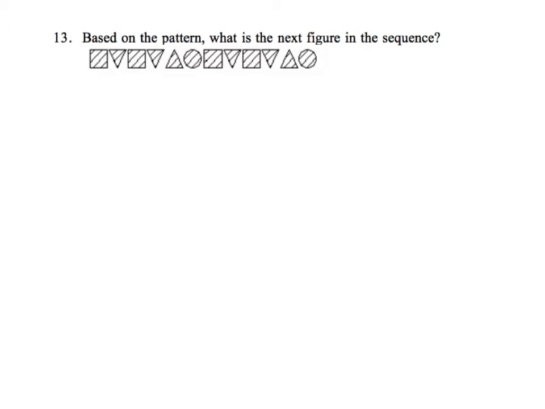All right, number 13 says, based on the pattern, what is the next figure in the sequence? So for my first thing I notice, it goes square, triangle, square, triangle, and the triangle's like upside down. Then it goes right side up, triangle, then it goes circle. And it looks like that pattern is then repeated.